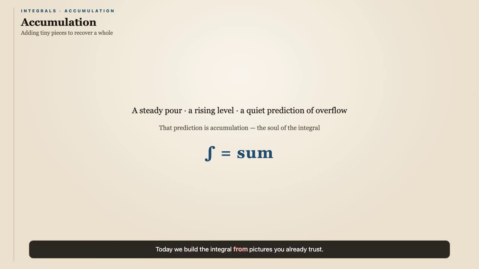Today we build the integral from pictures you already trust. Area as a stack of lines, the triangle formula as a sum of growing slices, curves as messy stacks that still have a total, the elongated S in a textbook as a sum, not a threat, and the deep link between rate and total, which is the heart of the fundamental theorem of calculus. No stage magic, only geometry that becomes arithmetic when the slices get thin.